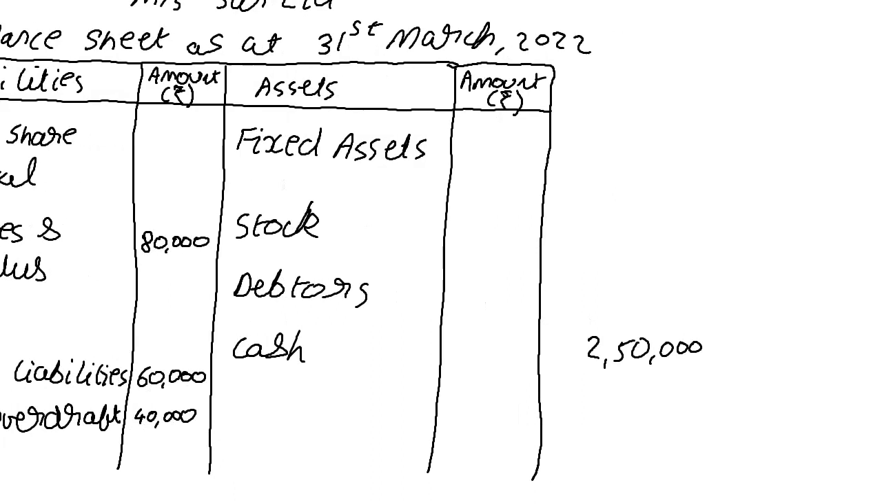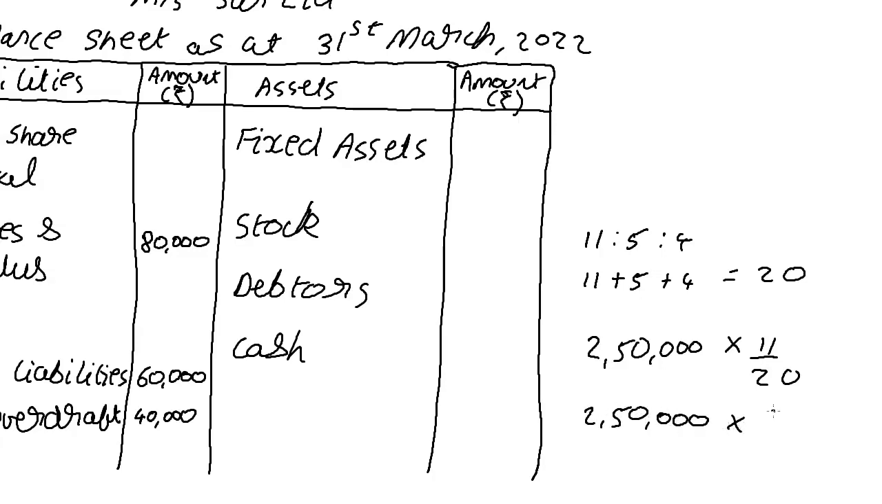So I'm going to go back here and do that. How do we break up 11:5:4? We add 11 plus 5 plus 4. Do it on the calculator and you get 20. So we take 2,50,000 and multiply it by 11 by 20 to get stock. The same 2,50,000 we multiply by 5 by 20 to get debtors, and again by 4 by 20 to get cash.